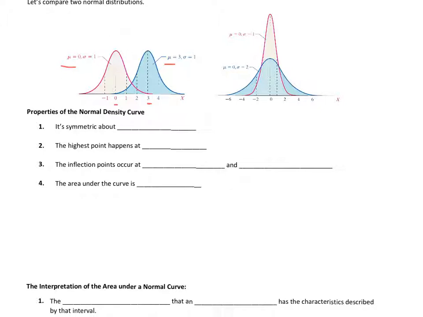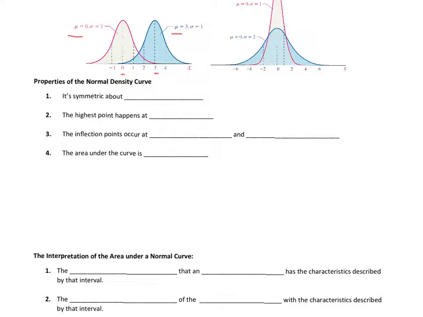Okay, so let's talk about the properties of our normal density curve. So first of all, it's symmetric about the mean, just like a bell-shaped curve. The highest point happens at the mean. We saw that the inflection points occur at mu plus sigma and mu minus sigma. And the area under the curve is 1.